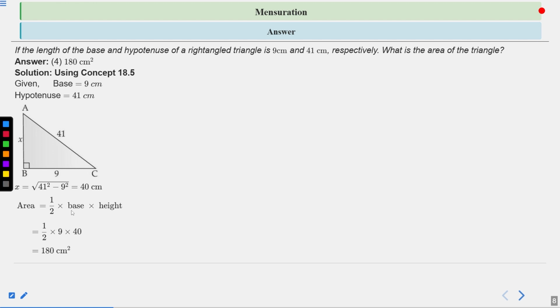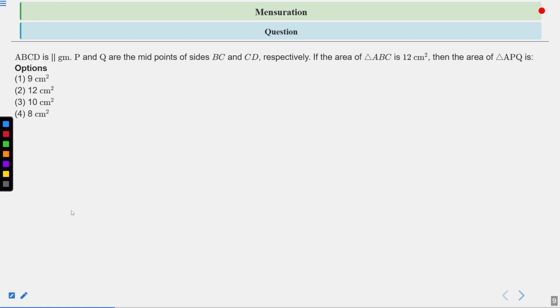Next one. ABCD is a parallelogram. P and Q are the midpoints of its sides BC and CD respectively. If the area of triangle ABC is 12 centimeter square, then the area of APQ is, and there are four options of this question. First one is 9 square centimeter, second is 12 square centimeter, third is 10 square centimeter, fourth one is 8 square centimeter. Now you have 10 seconds to analyze the question. Your time starts now.